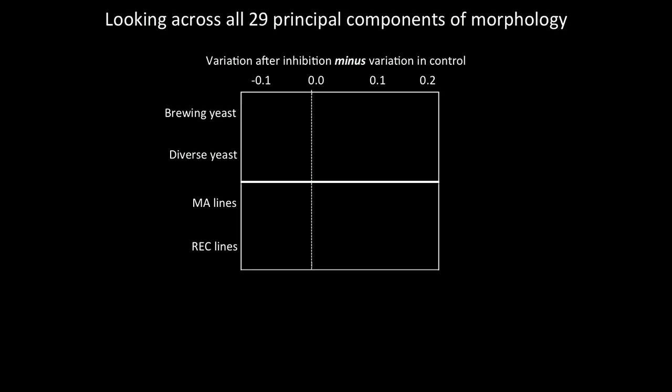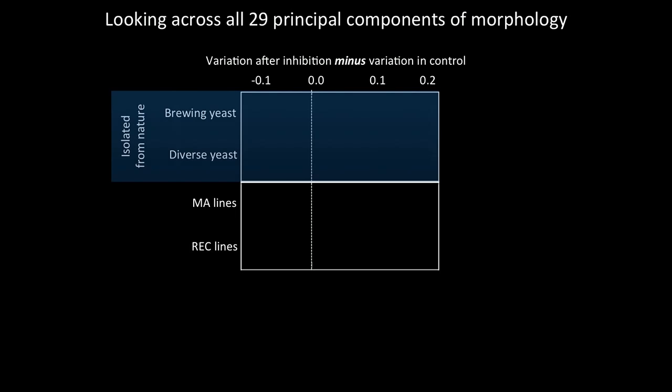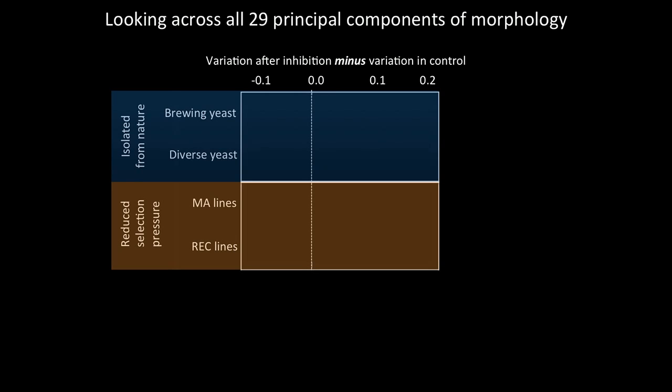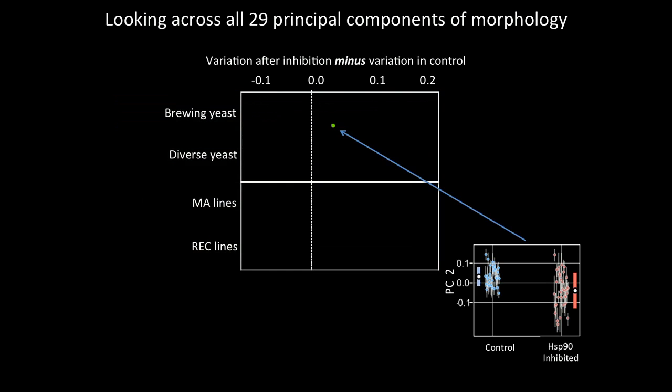So now let's look across all 29 principal components in all 4 collections of yeast strains: the 2 collections that harbor standing genetic variation, and the 2 collections that harbor either new mutations or new recombinations. Every point in this plot represents, for a single principal component, the change in phenotypic variation upon Hsp90 inhibition. So more simply put, this point represents the height of that red bar minus the height of the blue bar in the plot to the right. And for this particular principal component, Hsp90 increases the amount of phenotypic variation, so this point is to the right of the 0 line.